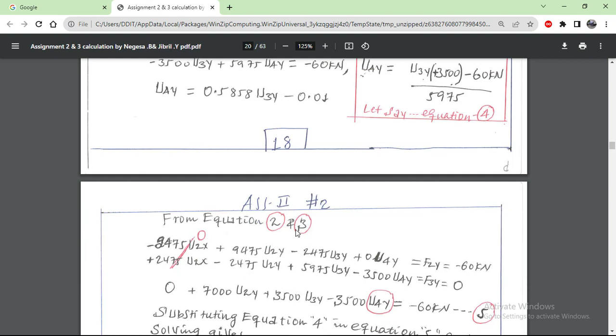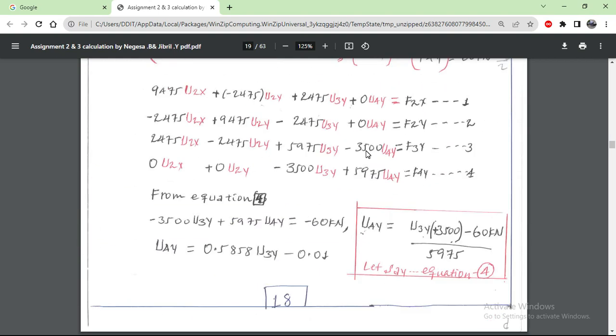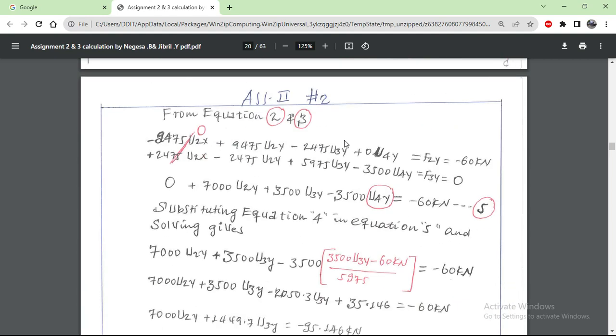From equation 2 to 3, this equation, we minimize. This one is equation number 2, this one is equation number 3, it is minimized to this one. U2, this one is 0, means fixed. See, this one is fixed, 0. We have u4y. Then we get u4y. Substituting equation number 4 in equation number 5 in here. This one is u4y.